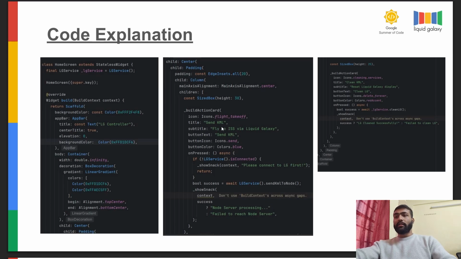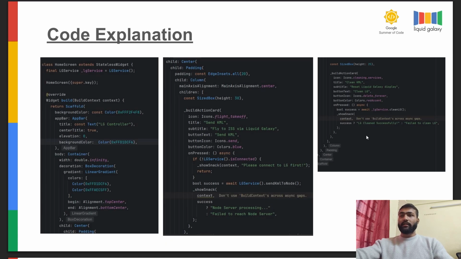On pressing the send KML card, it first checks if LG service is connected. If it is connected, it shows the snack bar of node server processing and calls the LG service dot send KML to node function, which sends the HTTP request to the node server and receives the response from the server. If it is not connected, it displays a warning: please connect to LG first.